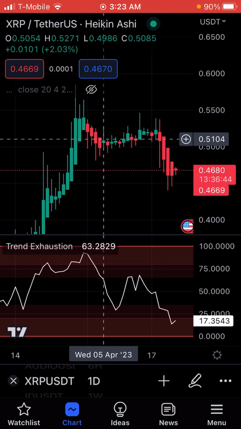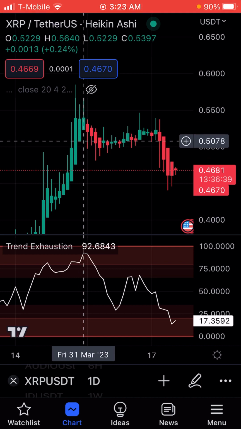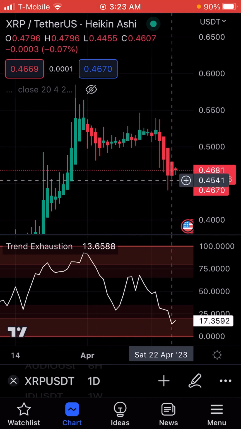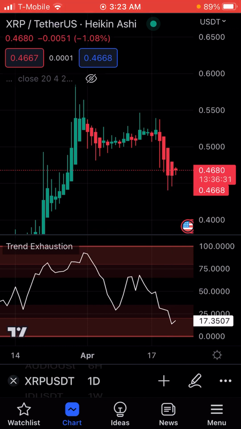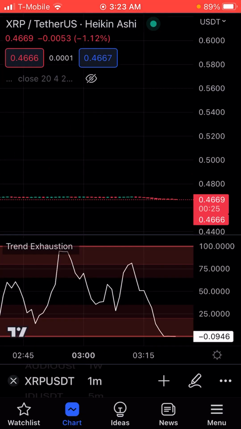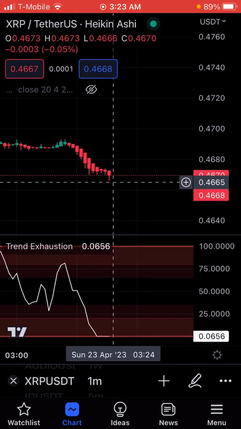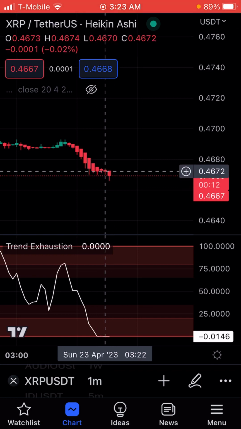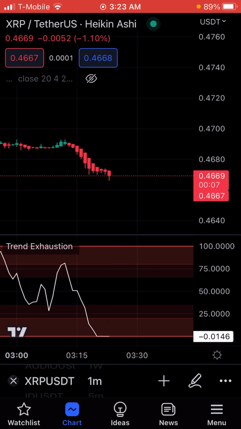And right now, it's the opposite of what it did before, from a few days ago. We see the trend exhaustion all the way in the red zone on the bottom. So what I'm going to do is I'm going to zoom in on the minute, and we're going to see what's happening. We can see that it's still going down, but it should start shooting up, because even on the trend exhaustion on the 1 minute, it's all the way down in the red zone. So it should start going back up.